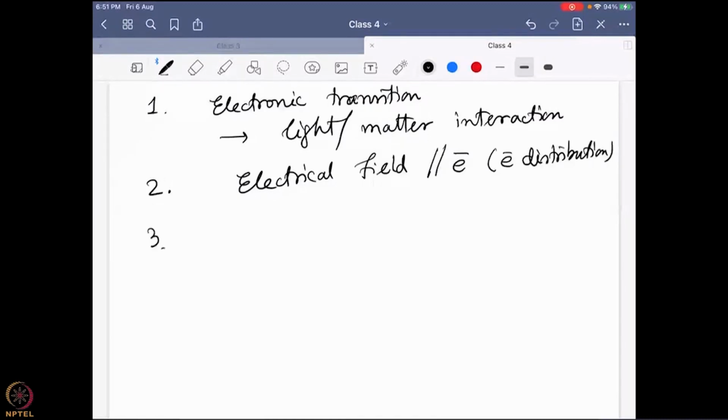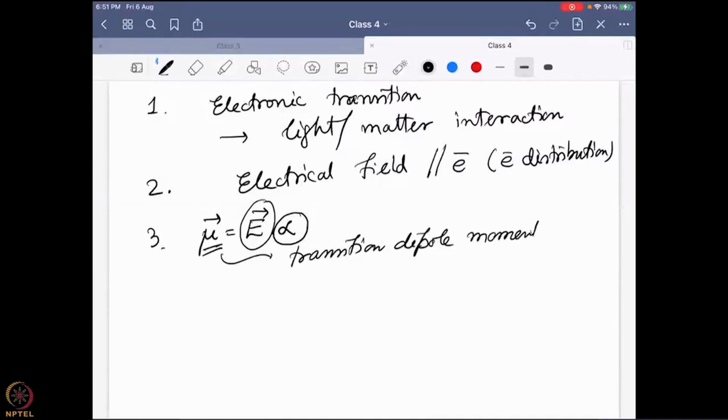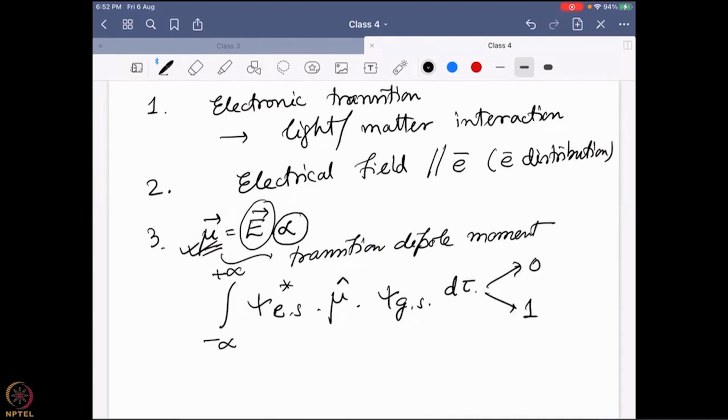The transition actually depends on the polarizability and the electrical field. Polarizability is a property of matter, and the electrical field is a property of the light, or the incoming electromagnetic radiation, and that is given by this transition dipole moment. This transition dipole moment can be used to find out the probability of a particular transition. If I'm going to an excited state, the operator will be this transition moment from the ground state, the d tau. If it is 0 or 1, depending on that, I can say it is disallowed or allowed.